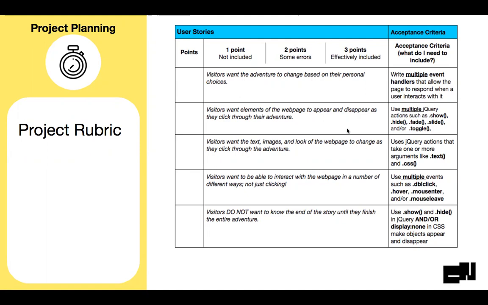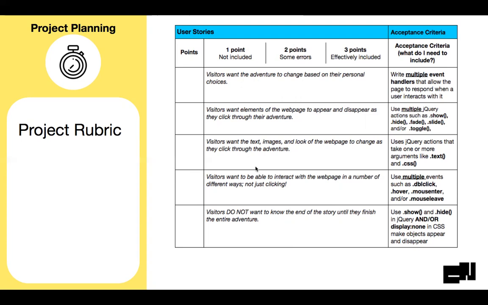Visitors also are going to want the elements of the web page to appear and disappear as they click through their adventure. You notice in the example I showed you, once I clicked the choice, I didn't see the old question, right? I saw a new screen. So in order to do this, you need to use multiple jQuery actions such as .show, .hide, .fade, .slide, and/or toggle, right? You need to use a combination of these different elements so that it's not just one long web page with tons of different questions. It changes the screen every time I make a choice.